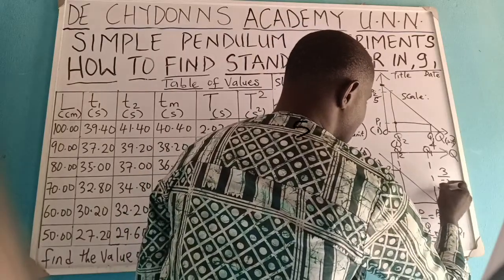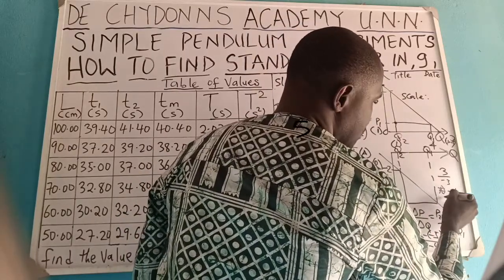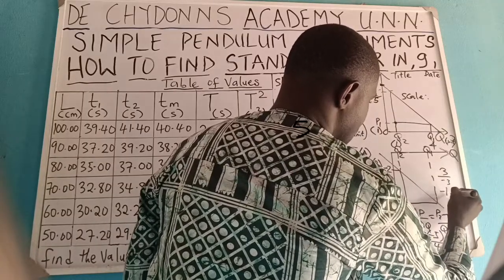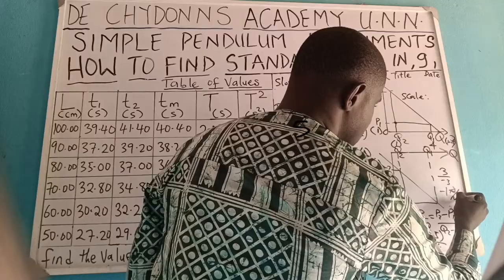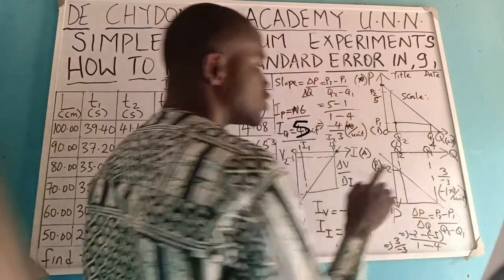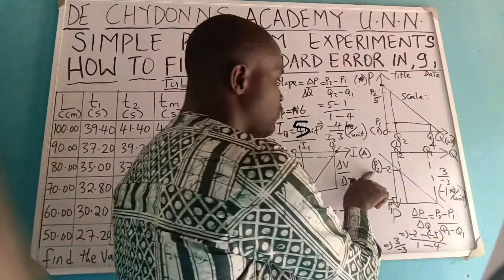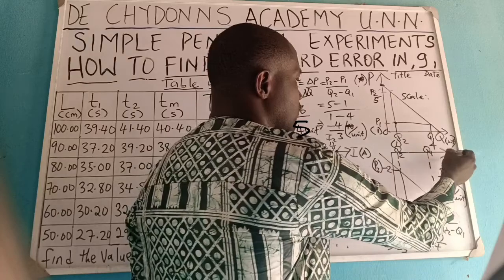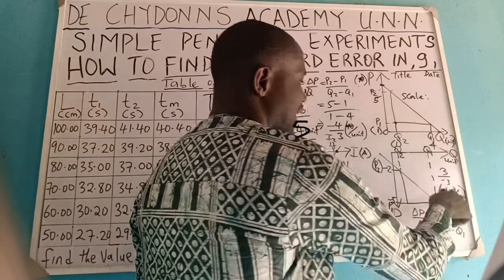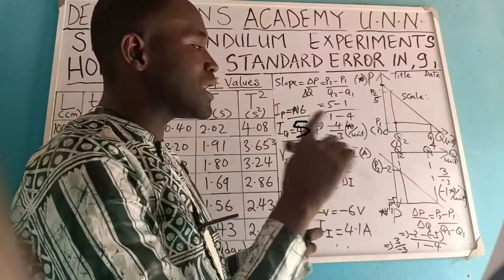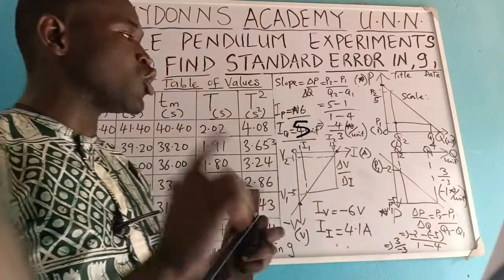Minus 1 naira per unit. The unit of P, which is naira, and the unit of Q, which is unit, you attach it by the side. Naira will be at the top, unit will be at the bottom. Minus 1 naira per unit. That is about your slope.